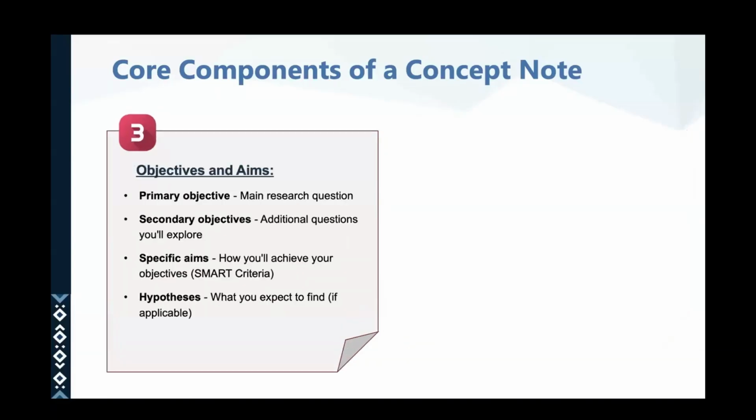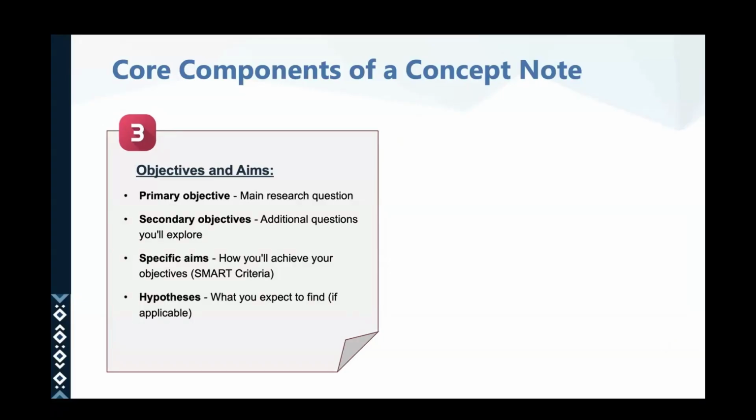So the third component after the background would be to provide the objectives and the aims. You can have a primary objective or your main research question. I use objective and research question interchangeably here because you can phrase each of them almost in the other's order. And you can also have more than one objective. So you have secondary research objectives or multiple research objectives. These are additional research questions that you would like to explore alongside the main one.